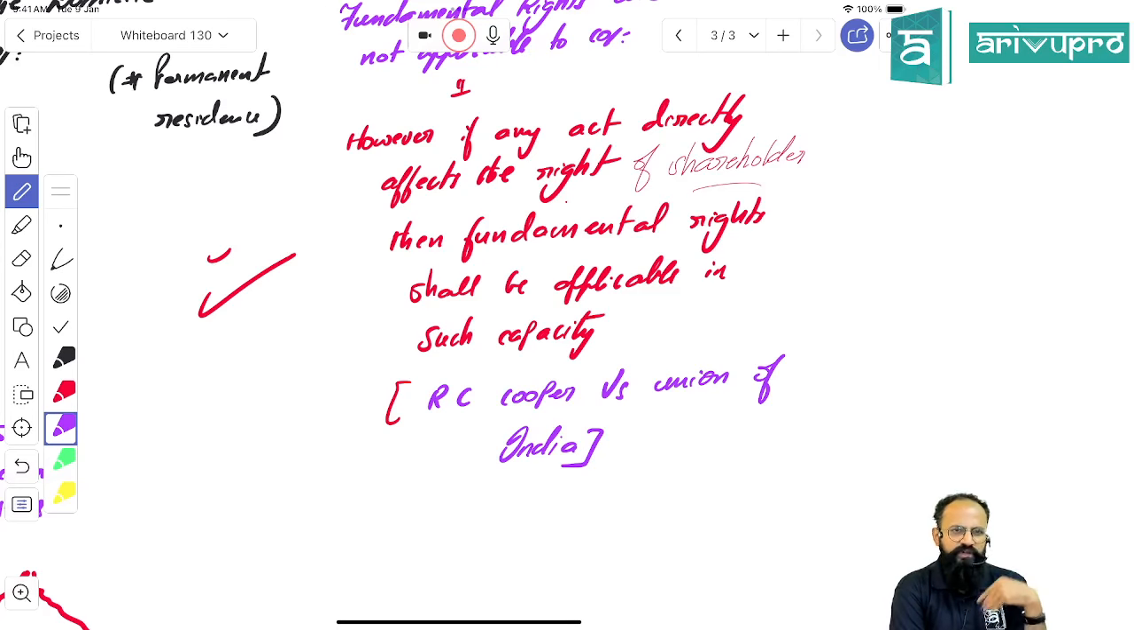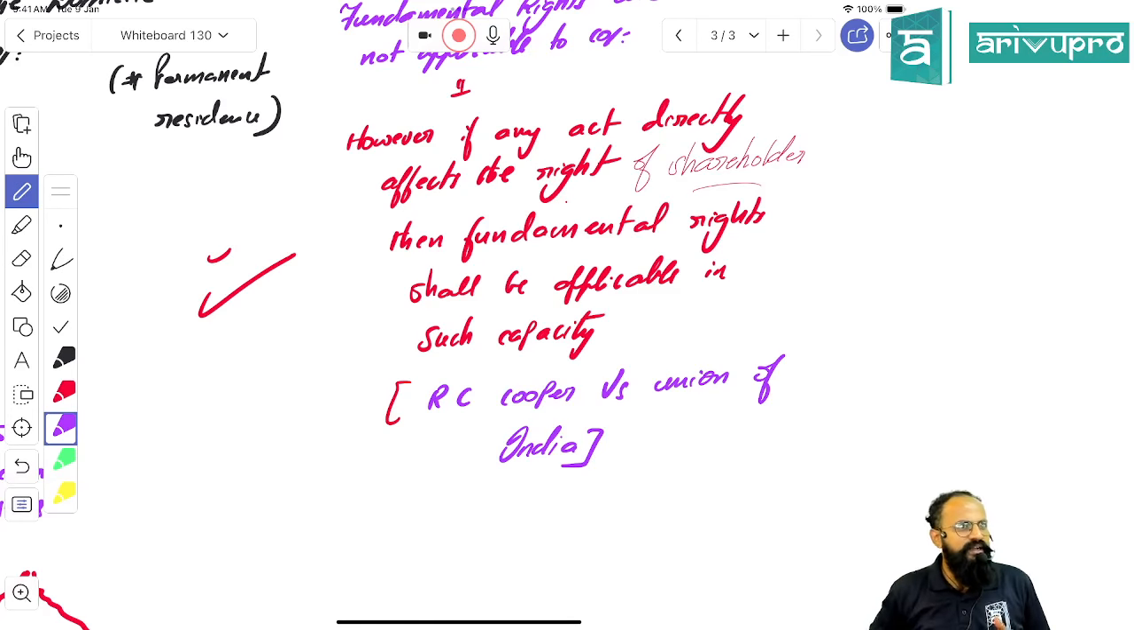Case law is not there for us in detail, but just to understand this point: after independence, there was a time when bank nationalization was happening. Until then the banks were all privatized, but a bill was passed that the government will start taking over the ownership of certain banks. There was one person called RC Cooper, a shareholder of one such bank. Whenever a bank nationalization happens, your shares will be taken over by the government and some money will be paid to you.